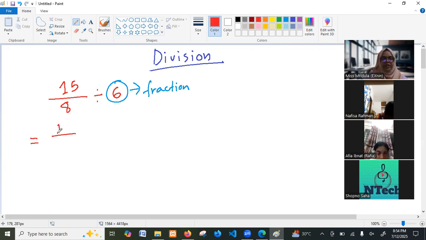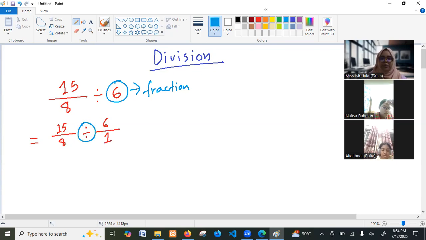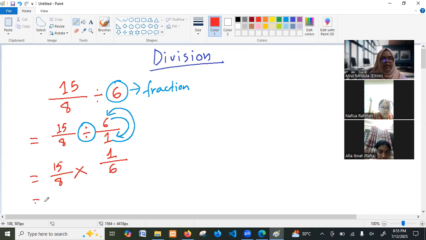So I can write 15 by 8 division, and 6 I can convert into a fraction by simply putting a 1 down, right? The second step is to change this division sign into a multiplication sign. So I'm going to do that first. I'm putting the multiplication sign. And my third step is to convert my numerator to the denominator and the denominator to the numerator. So in this case, 6 by 1 will become 1 by 6.